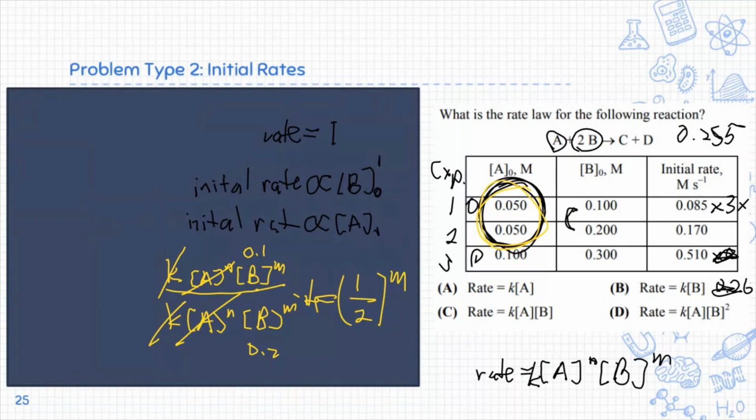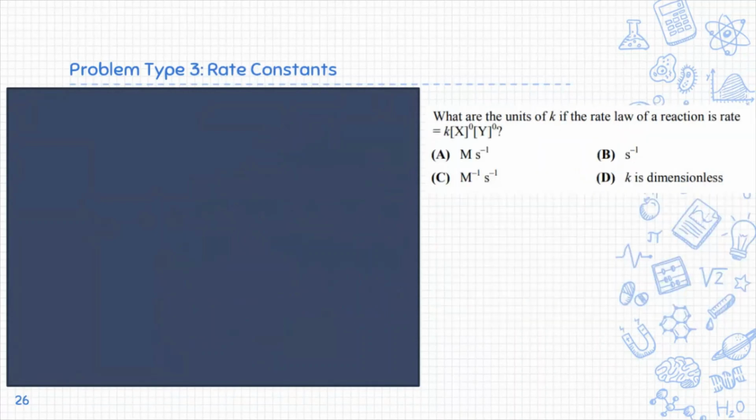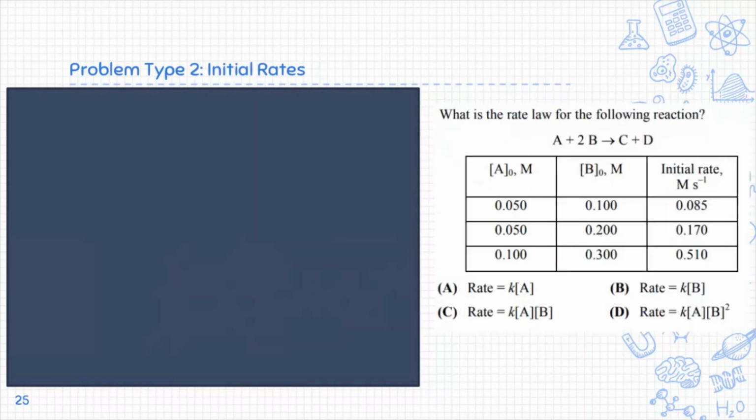Cool. So, problem 3. And that is rate constants. So, especially in kinetics, but in... Oh, okay, sure. So, here. Let's just use the mathematical way for now.